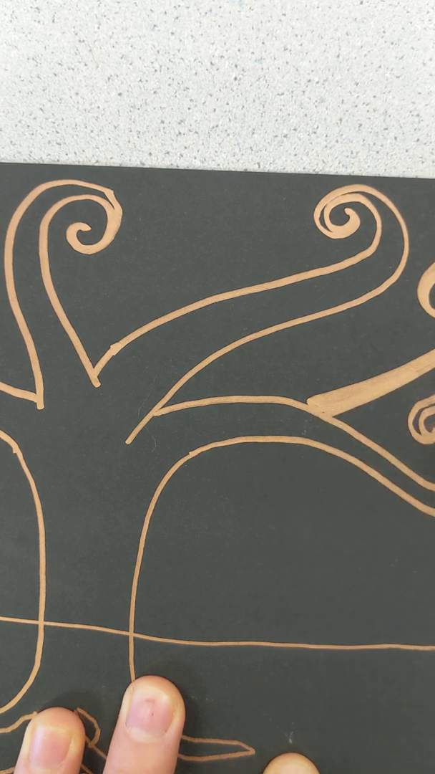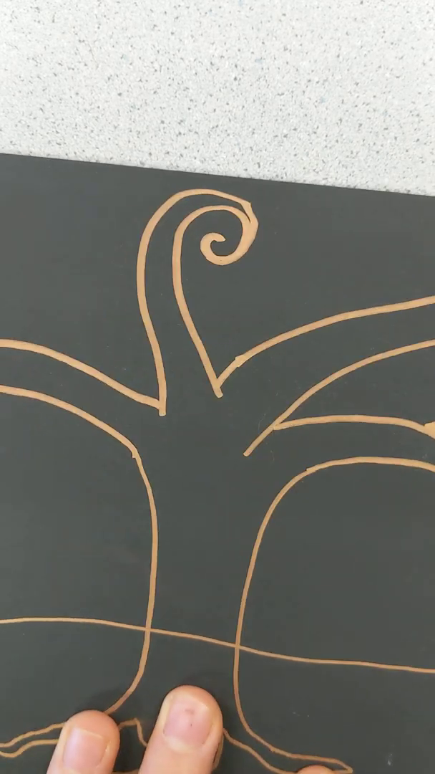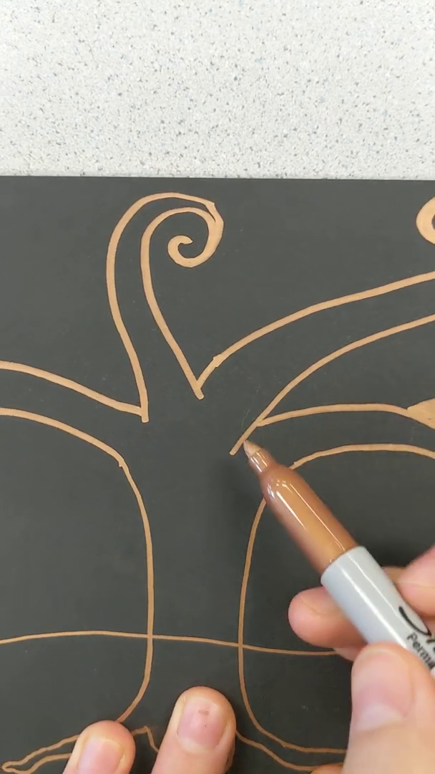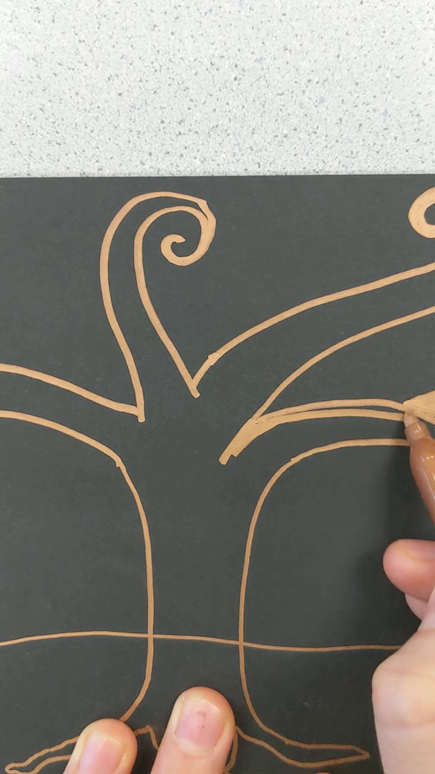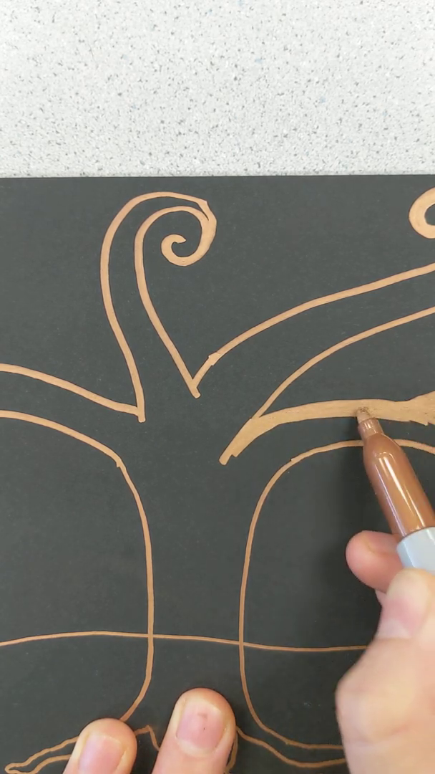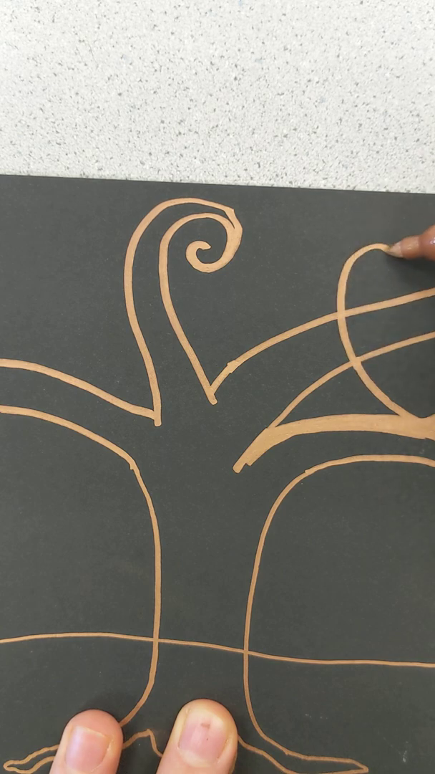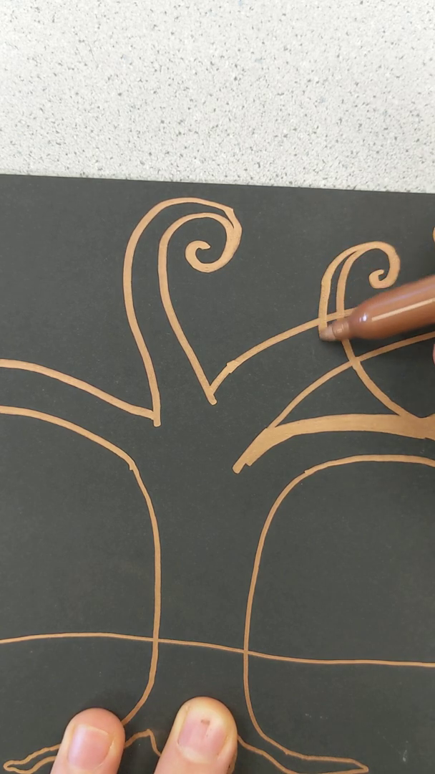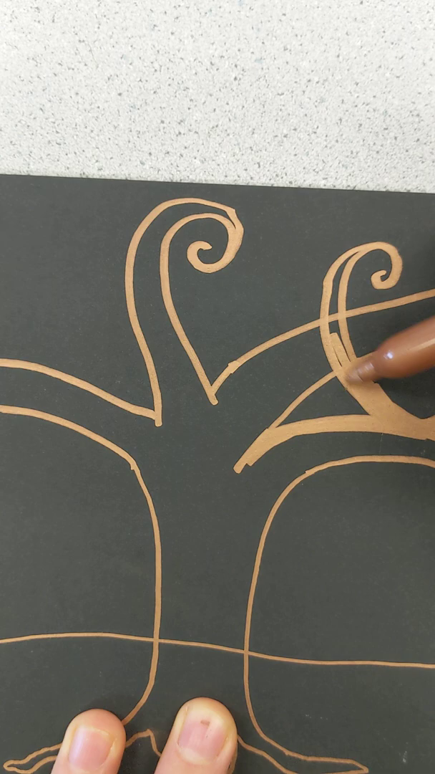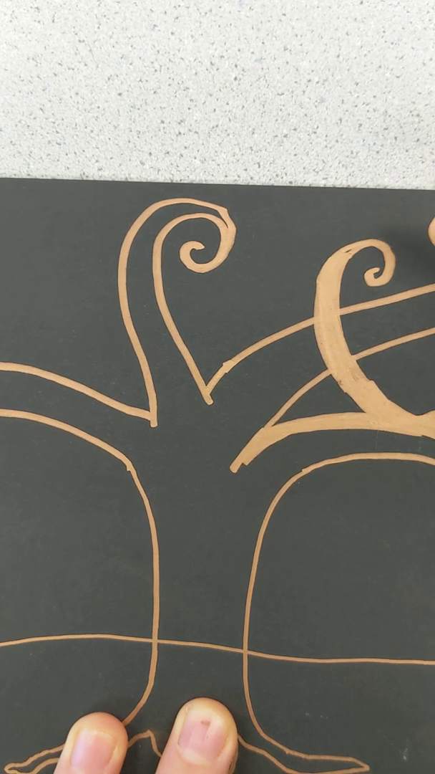And my branches are actually just going to be completely colored in with this metallic Sharpie. So I'm not too worried about when I draw overlapping. So if they go like this, it's okay if I just draw through there because it'll be colored in.